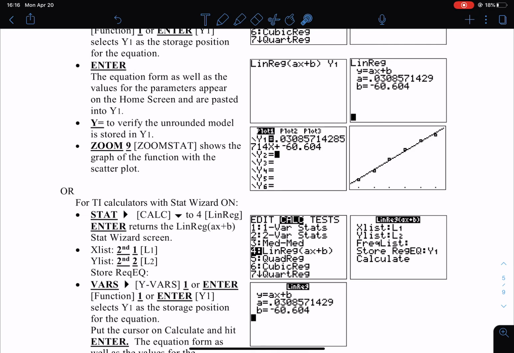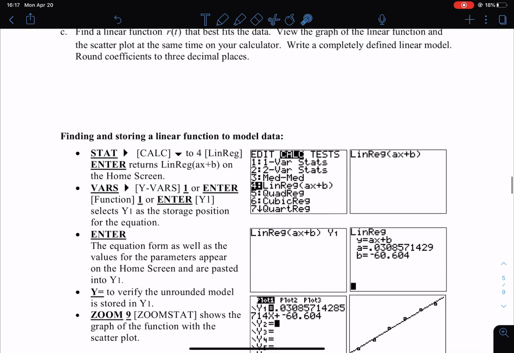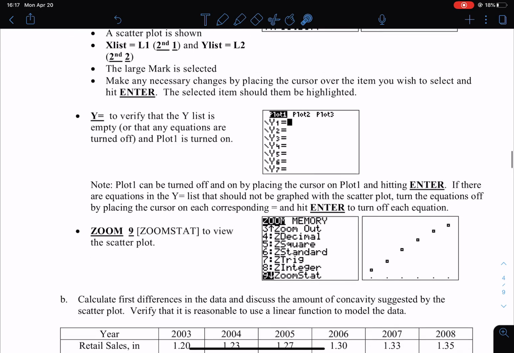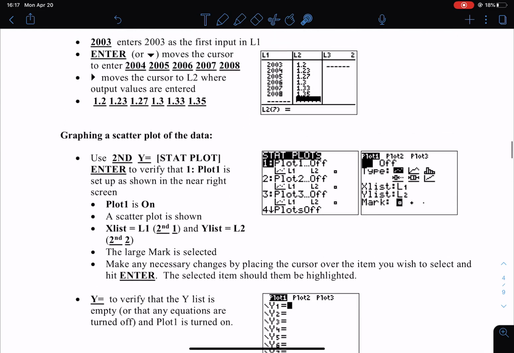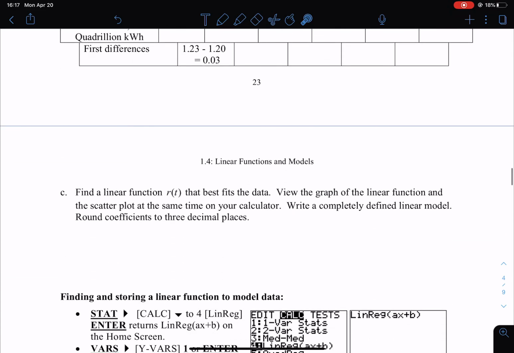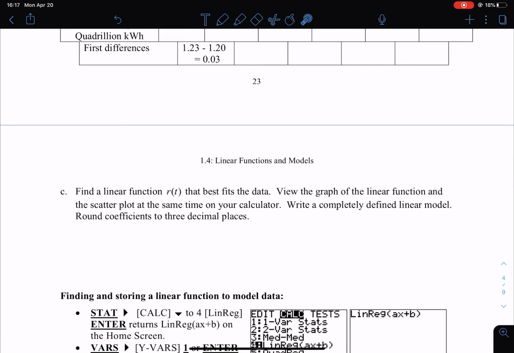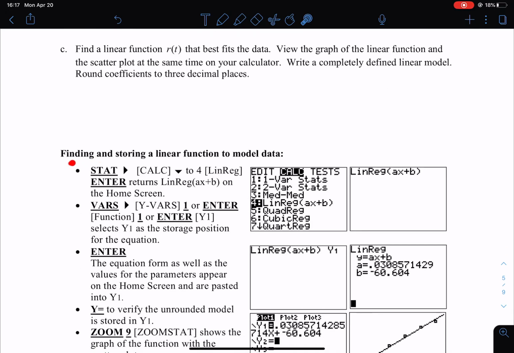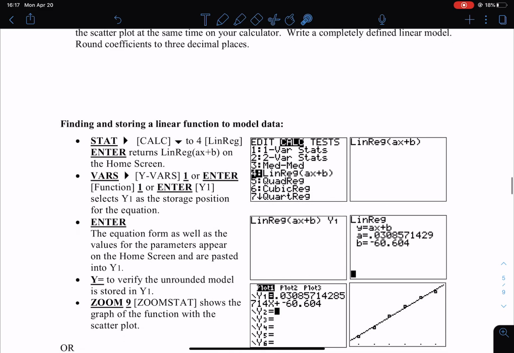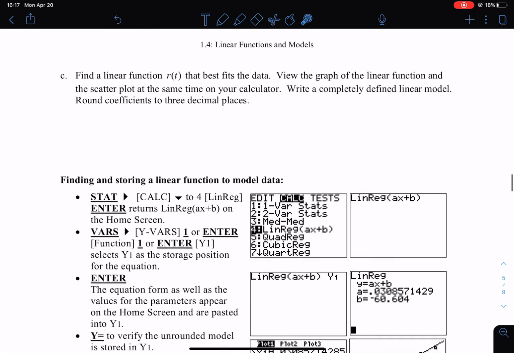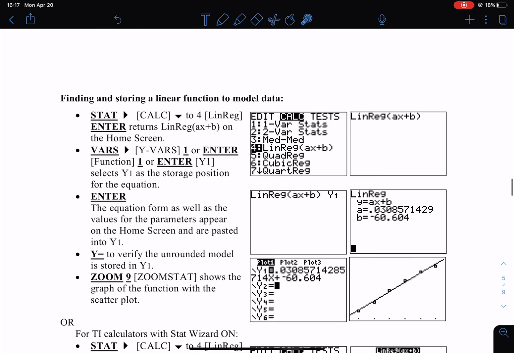So next one, example C. So now, if we are given this scatter plot, we can see that the function is probably a linear function. So how can we get the function equation of the linear model? This one shows you how. Finding and sorting a linear function to model data. Still, we have columns L1 and L2, the corresponding input and output values.